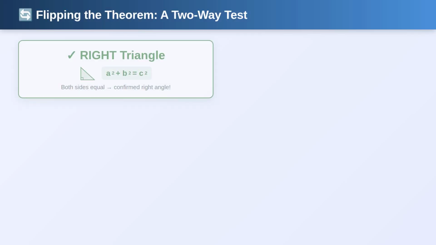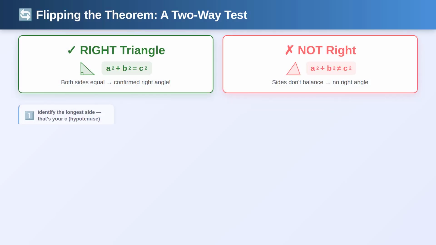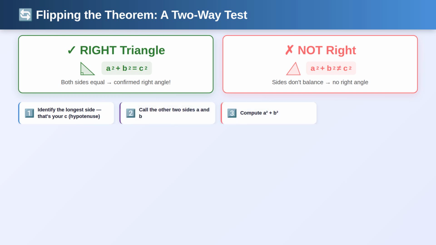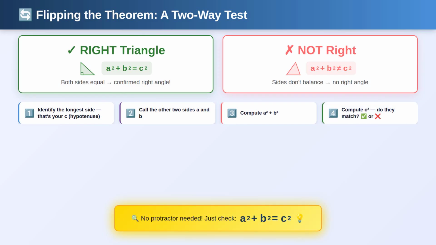Here's the cool flip. We can use the Pythagorean theorem backwards. Instead of finding a missing side, we plug in all 3 sides and check if the equation balances. Step 1, identify the longest side. That's always your c, the hypotenuse. Step 2, call the other 2 sides a and b. Step 3, compute a squared plus b squared. Step 4, compute c squared. If both sides of the equation match, boom! Right triangle confirmed. If they don't match, it's not a right triangle. Simple, powerful, and no protractor needed.